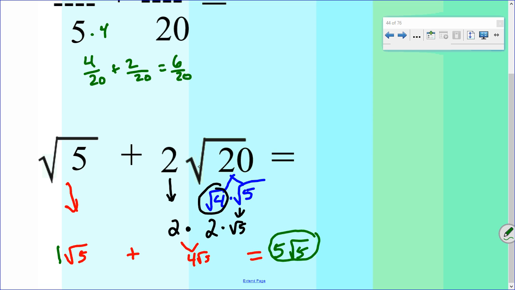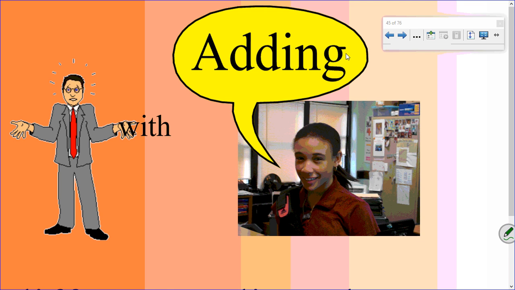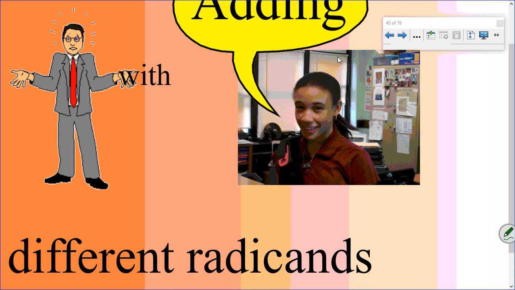So what really they could have written, instead of 2 radical 20, they could have written 4 radical 5. So notice what we're doing. We're simplifying this number to get it to be a common radicand. So try to simplify first. So that's our new rule we're going to be dealing with. So we're adding with different radicands.